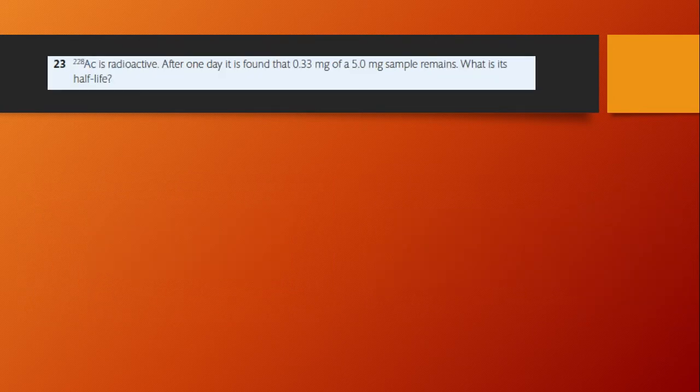And last but not least, number 23. Actinium-228 is radioactive. After 1 day, it is found that 0.33 milligrams of a 5.0 milligram sample remains. What is its half-life? This problem is a little bit different than the ones before, but we can still figure it out. We know how much we started with, 5 milligrams. We also know that after 1 day, only 0.33 milligrams remains, and we want to know what its half-life is.